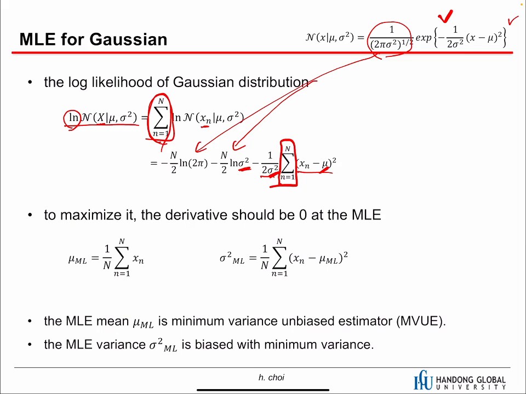Okay, and to get the MLE, the approach is quite simple. Just take a derivative, and the derivative should be 0. That's how we get the MLE for Gaussian. If we take a derivative and set it to 0, then the MLE mean is like this, and the MLE sigma square will be like this. And the MLE mean is a minimum variance unbiased estimator. We are going to see why we say it is unbiased. Then the MLE variance is biased with minimum variance.